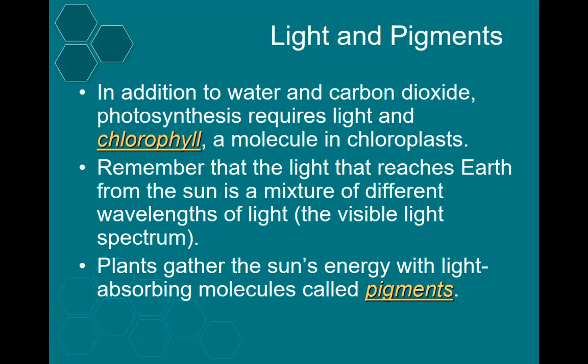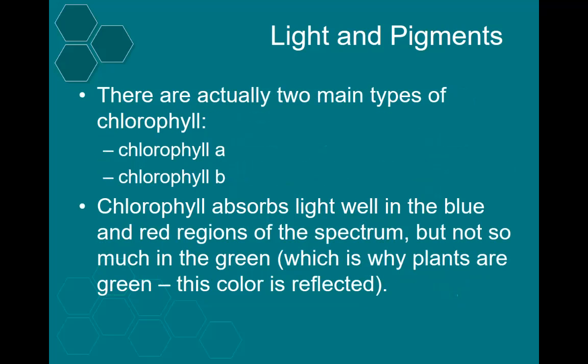So let's go ahead and take a little bit of a closer look. Now, there are actually two main types of chlorophyll. There's chlorophyll A and chlorophyll B. Both of them absorb slightly different spectrums of light. And we'll go ahead and try and take a look at that in terms of an activity today.